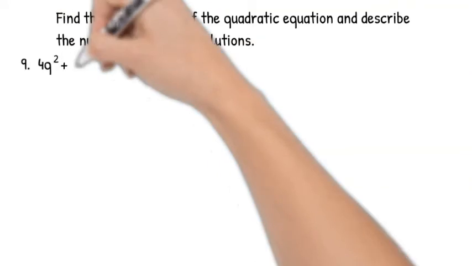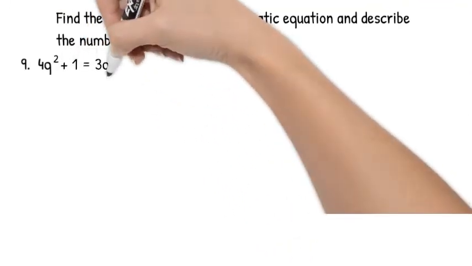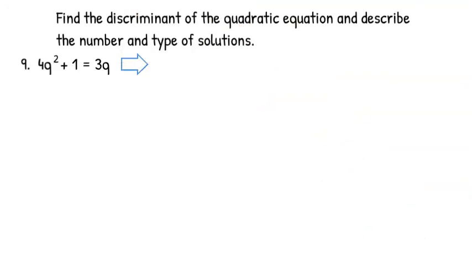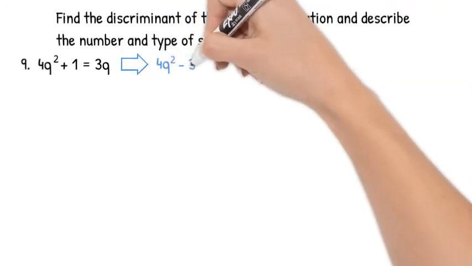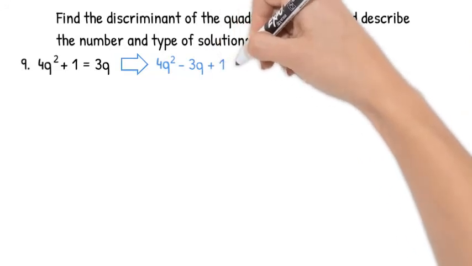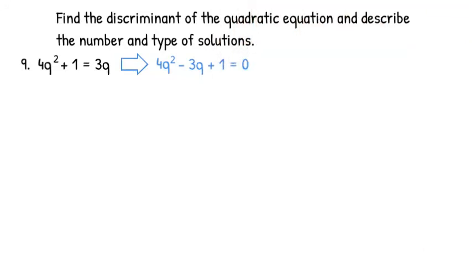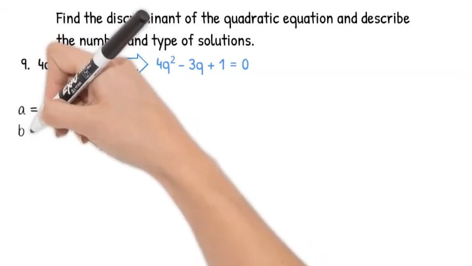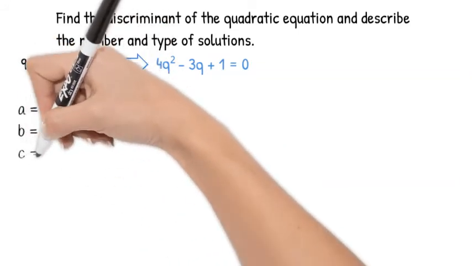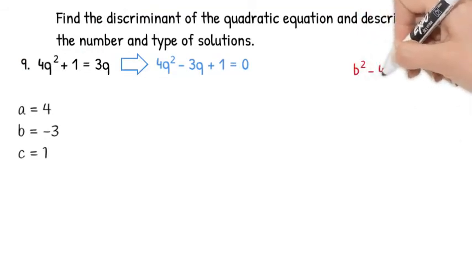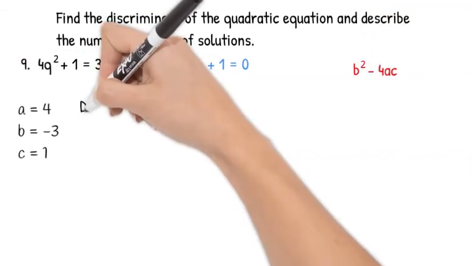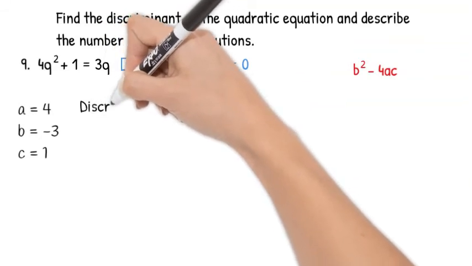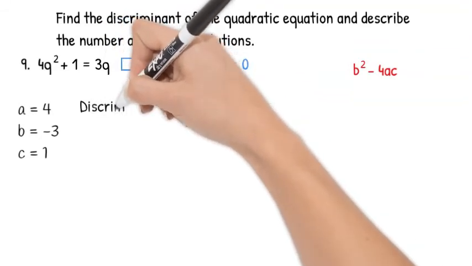All right, so number 9 is 4q squared plus 1 equals 3q. We need this in standard form, so I'm going to subtract 3q from both sides, and I get 4q squared minus 3q plus 1 equals 0. Let's list out our a, b, and c. A is 4, b is negative 3, and c is 1. Our discriminant is b squared minus 4ac, so we are going to plug that in.